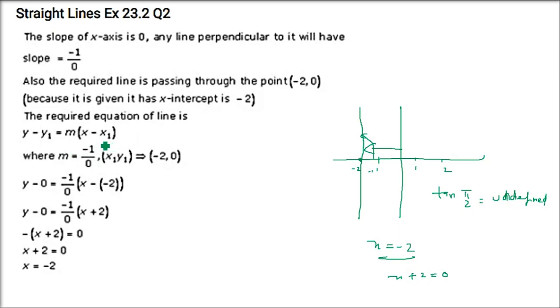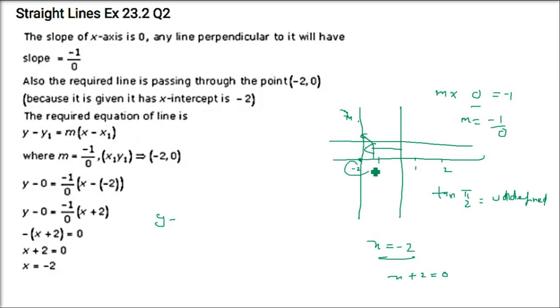So let us take it another way. Now y minus y1 is m times x minus x1. Now what is the slope of x-axis? Slope of x-axis is 0. And what is the slope of this line? We don't know. Let us find out the slope of this line. Since they are perpendicular, m1 into m2 is minus 1. So the slope of this line which is parallel to y-axis, at x equals minus 2, let us take m. M will be equal to minus 1 by 0. So this is the slope of this line.